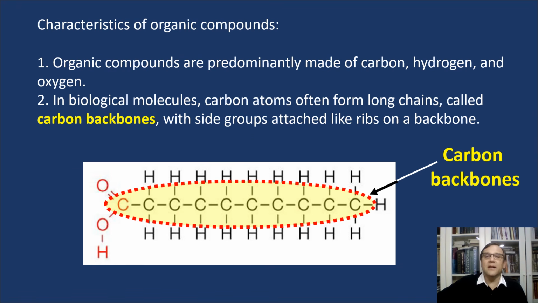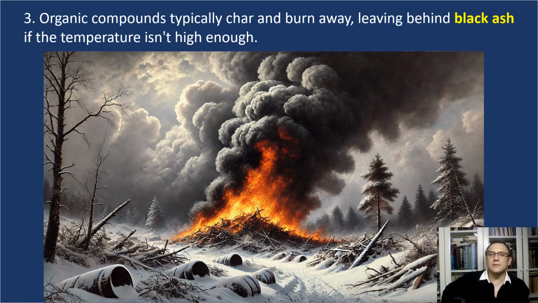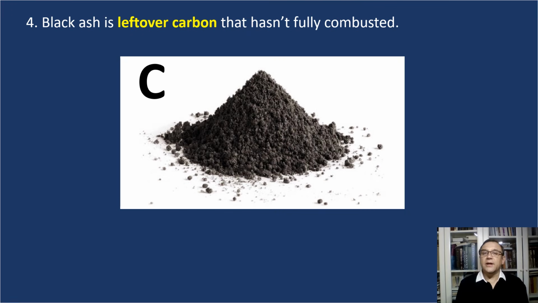Let's summarize. Organic compounds are predominantly made of carbon, hydrogen, and oxygen. In biological molecules, carbon atoms often form long chains called carbon backbones, with side groups attached like ribs on a backbone. Organic compounds typically char and burn away, leaving behind black ash if the temperature isn't high enough. Black ash is leftover carbon that has not fully combusted.